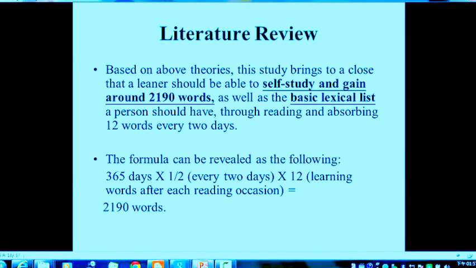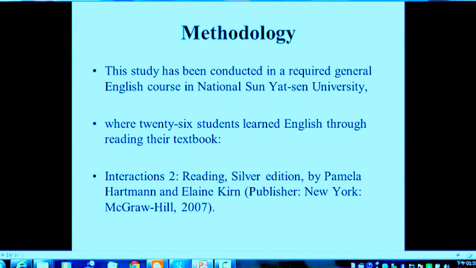2,190 words. The methodology of this study has been conducted in the required general English course of National Sun Yat-sen University, where 26 students learn English through reading their textbook.